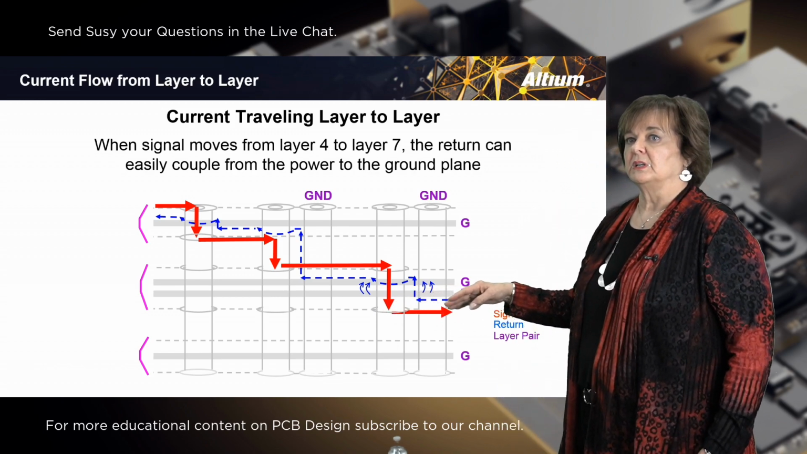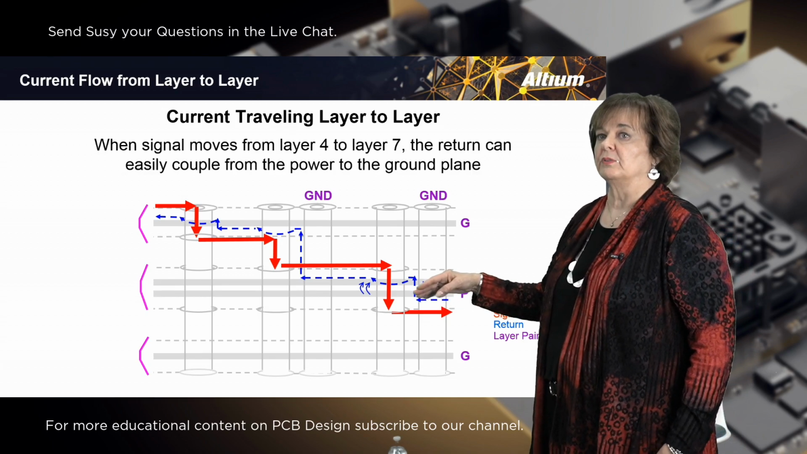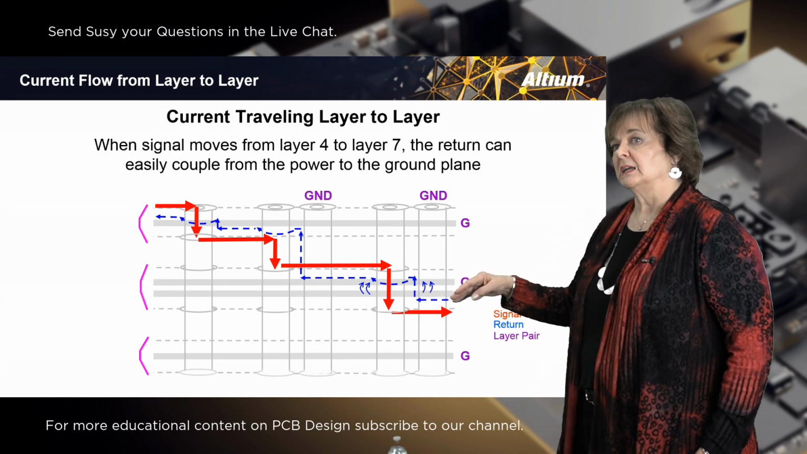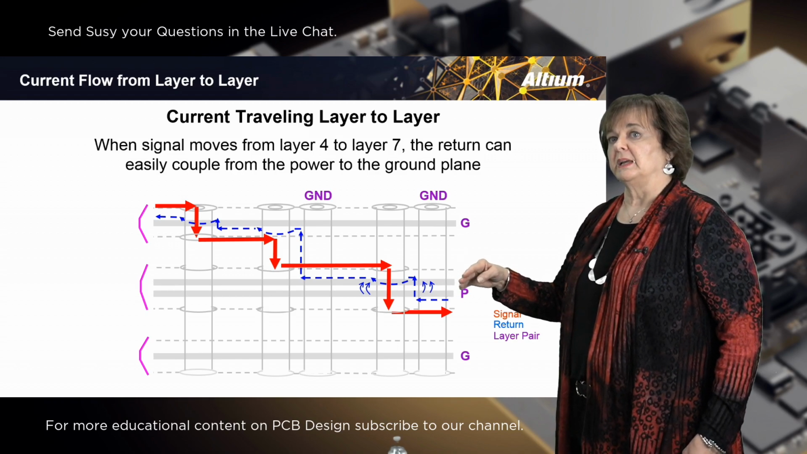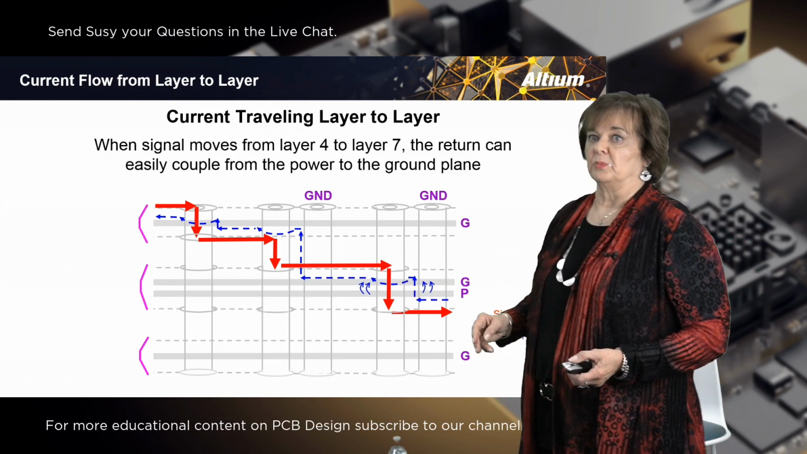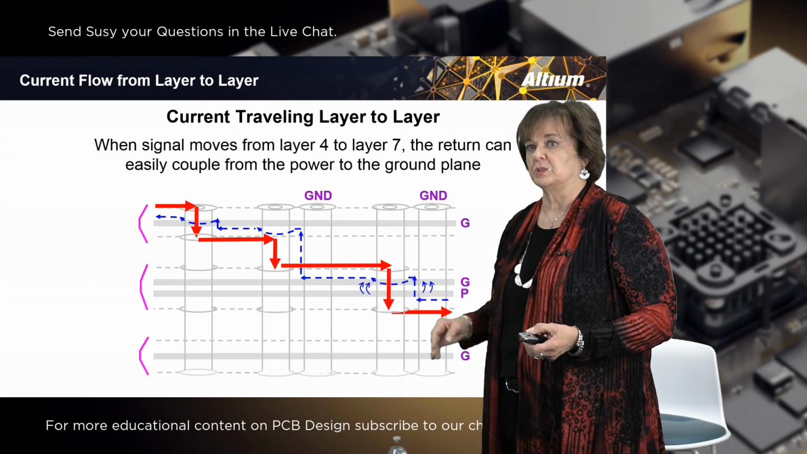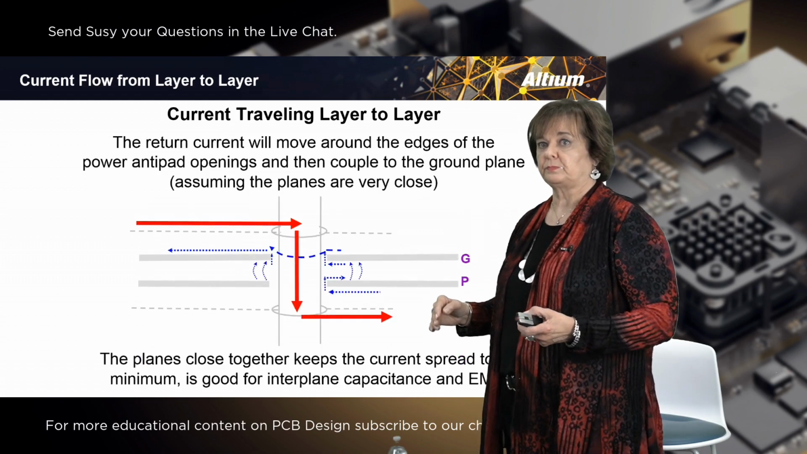The return current is on layer 6, referencing power, but because power and ground are very, very close together, it can spread out just a little bit and get to the other side of the ground layer and then return, following back the signal back to its source. So this is all fine at this point. You know, it's good routing and return.